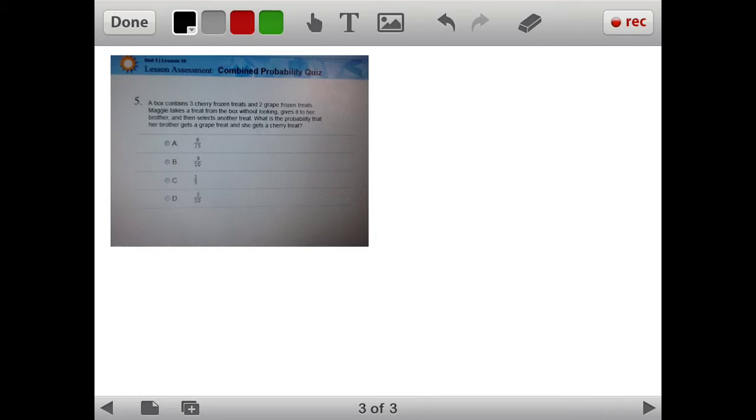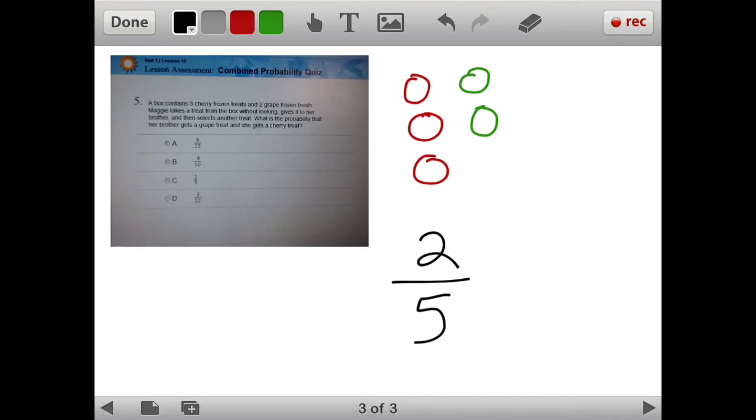Okay, so I'm going to do the same thing. We'll do 3 cherry treats. There's 1, 2, 3, and 2 grape. So I'll do 2 green for that, and then I'll work it out in black. So when she first reaches in and she grabs one for her brother, she is asking about the grape. So there's 2 of those out of a total of 5.